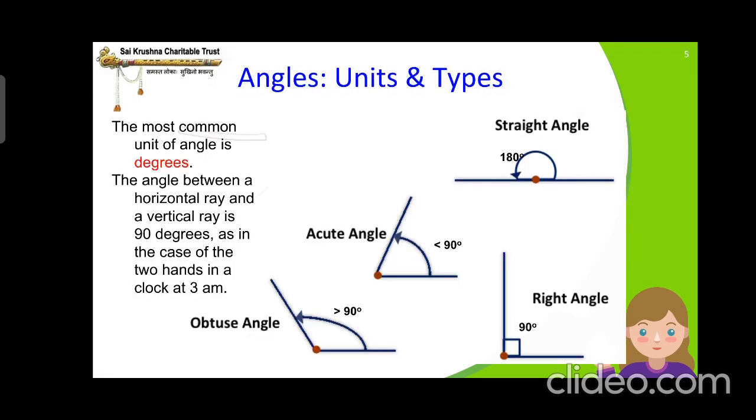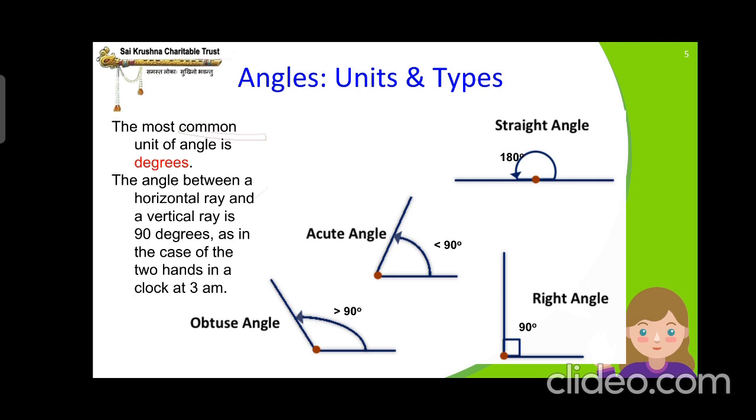Let's look at the units and types. The most common unit of angle is degrees. We will say it as 90 degree, 30 degree. We do not say it as 90 or 30, right? So that degree is the unit of an angle.